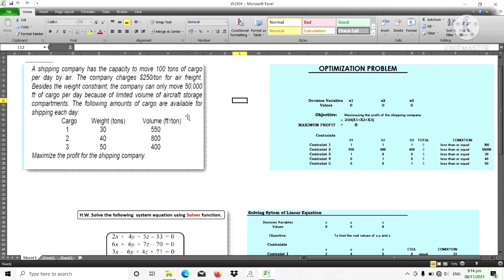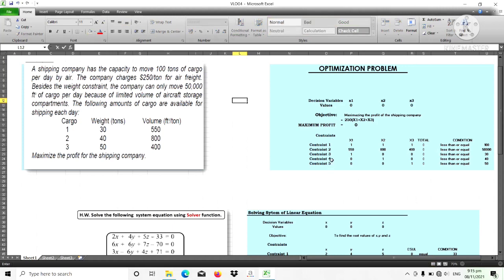So we have cargo 1, 2, and 3 with the available weight in tons and volume in cubic feet per ton. So the objective is to maximize the profit for the shipping company.